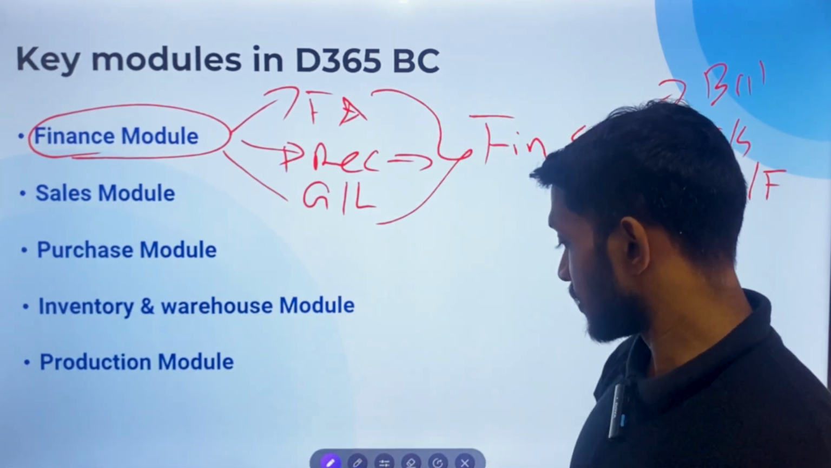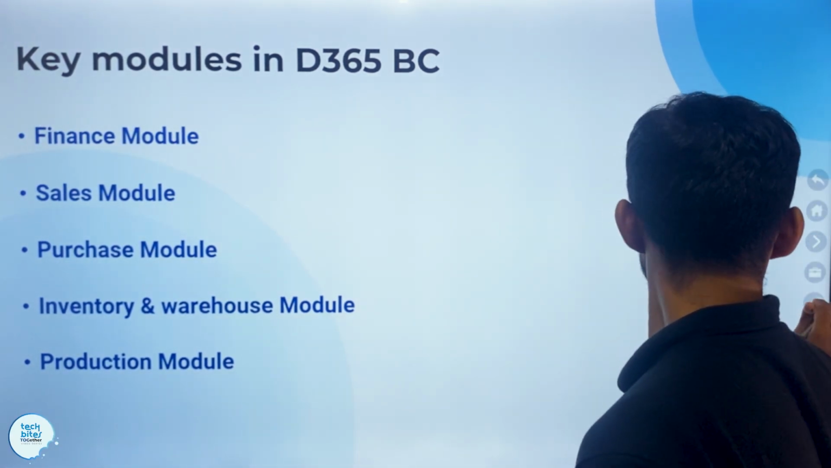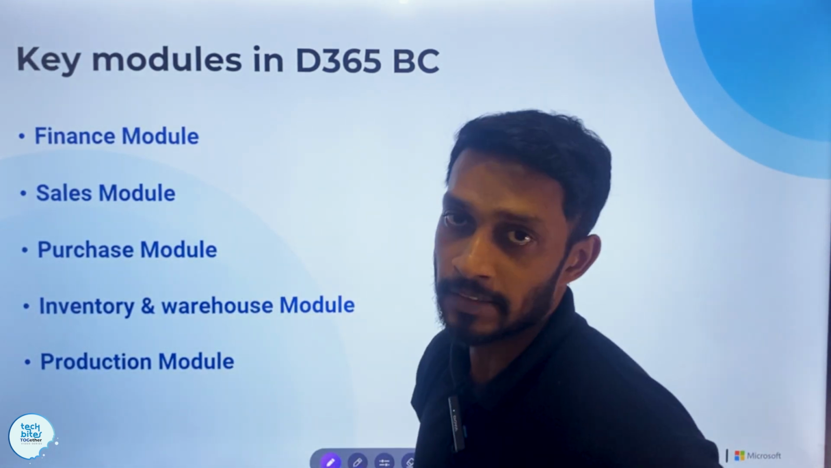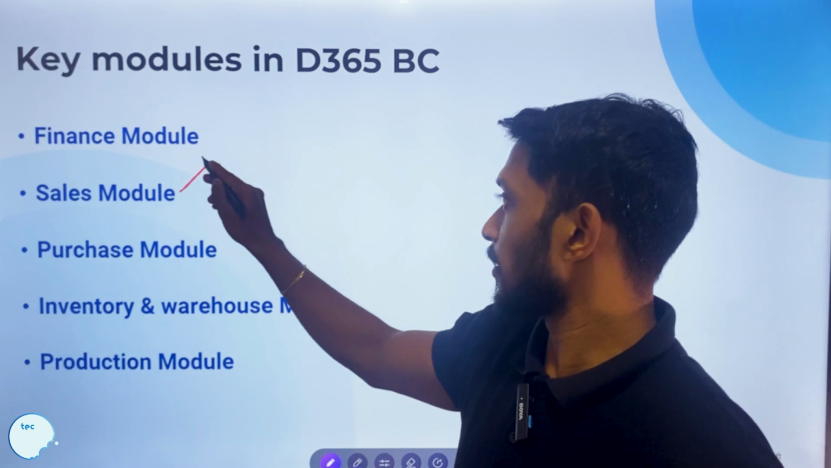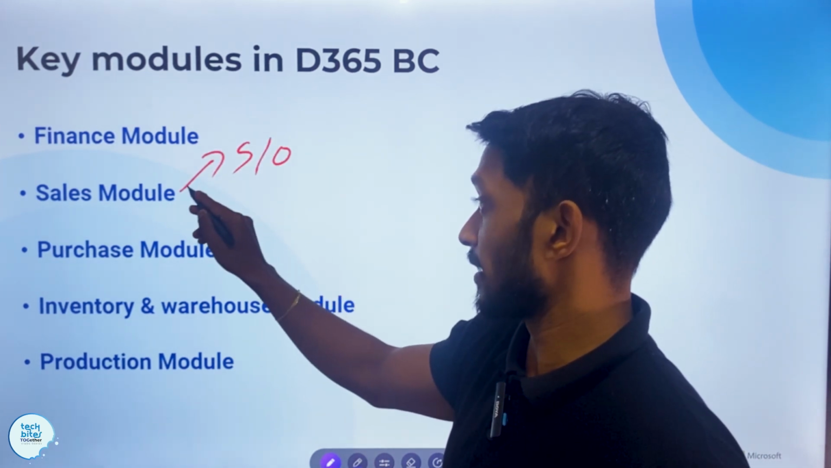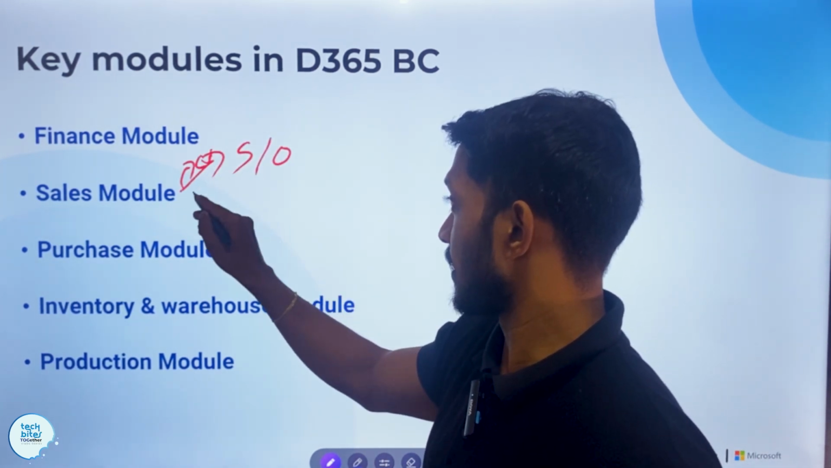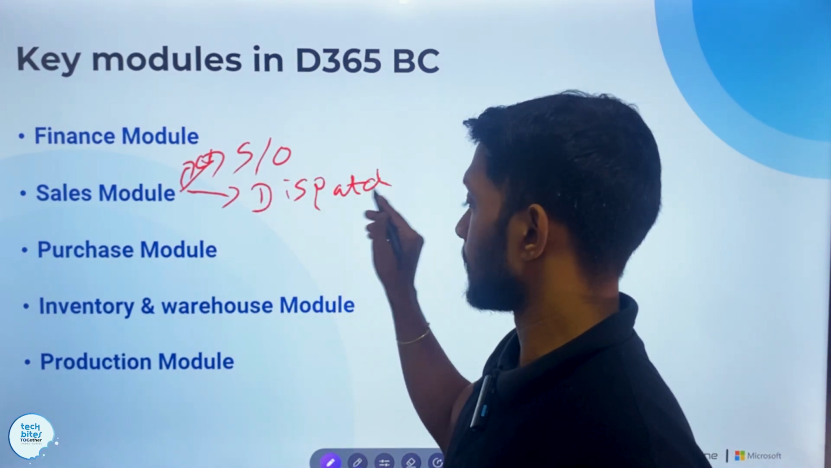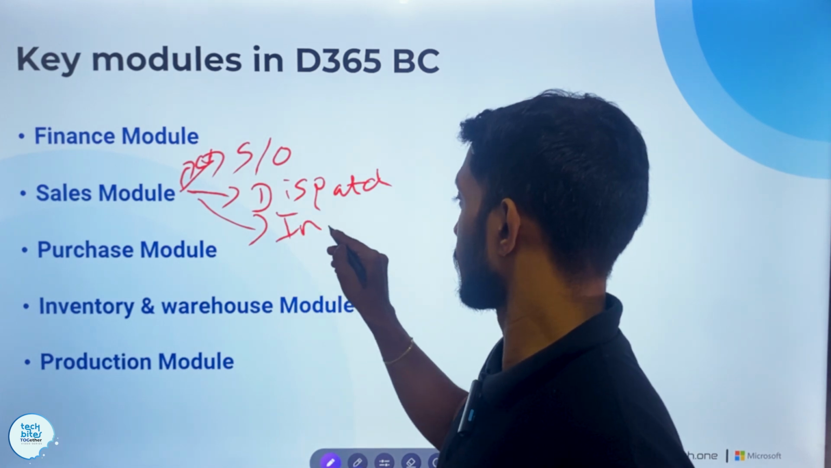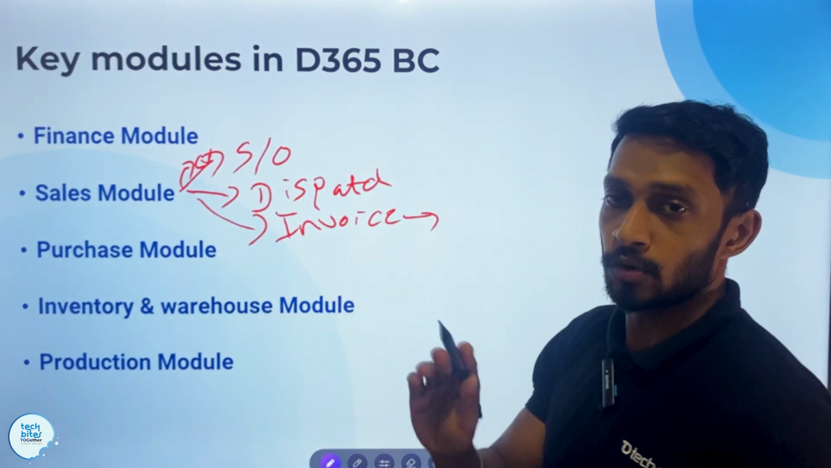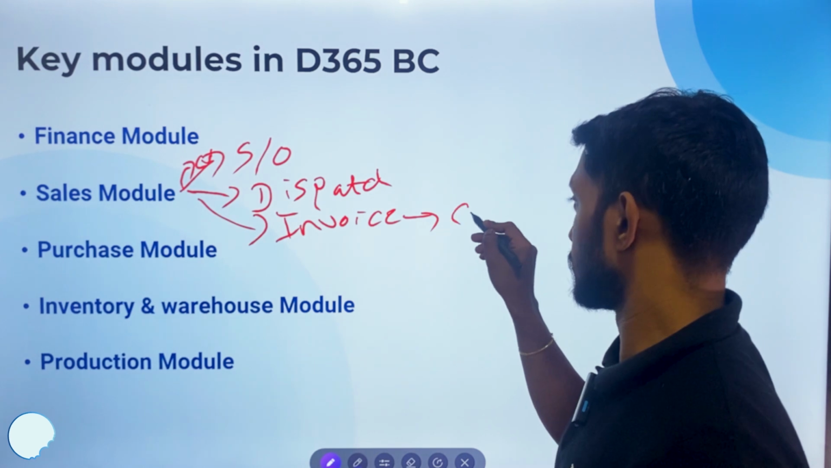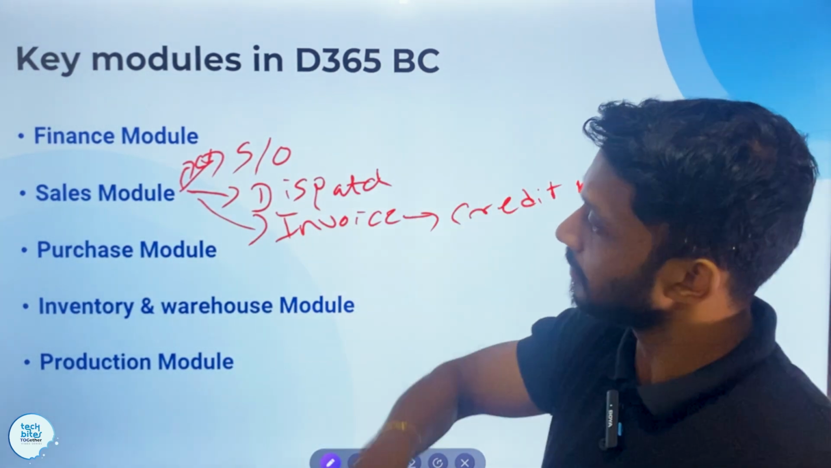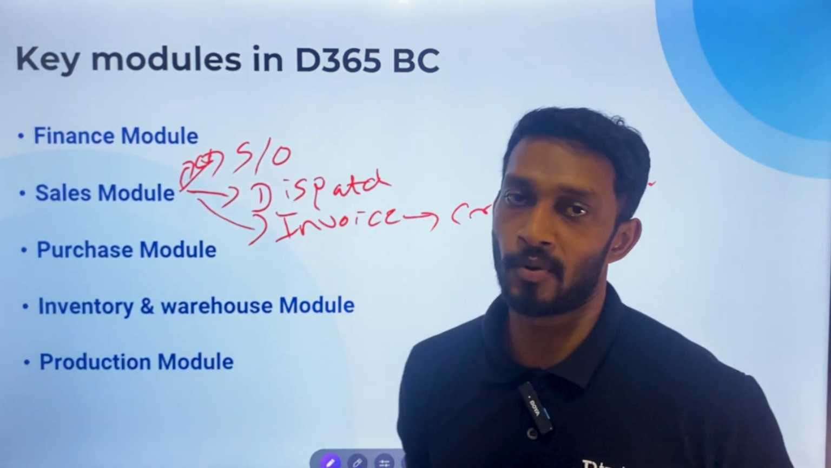Right, let's talk about the sales module. It has some features similar to the financial module. In the sales module, you can create customers and sales orders, you can create dispatch orders and invoices, as well as reverse invoices, which are called credit memos or debit memos. Other than that, you can get sales reports like agent reports.